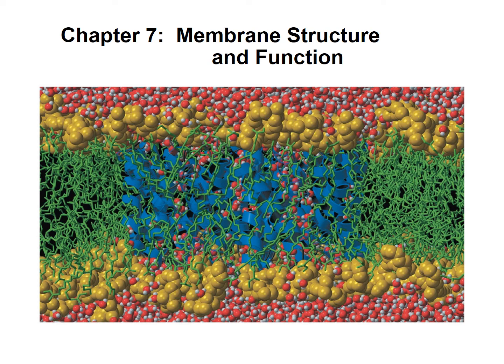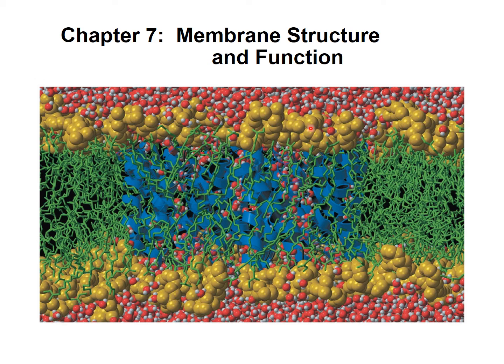Chapter 7 is all about the membrane and transport across the membrane. In this segment, we're just going to talk about the membrane in general, its structure, its fluidity, and things that can affect its fluidity. And then we'll move on to transport across this membrane.